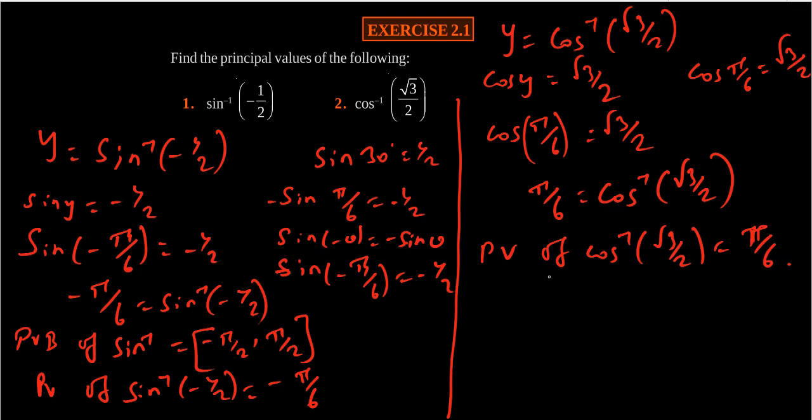The principal value branch for cos inverse function ranges from 0 to pi. The function value at root 3 by 2 will be positive, plus pi by 6. It is exactly at pi by 6.